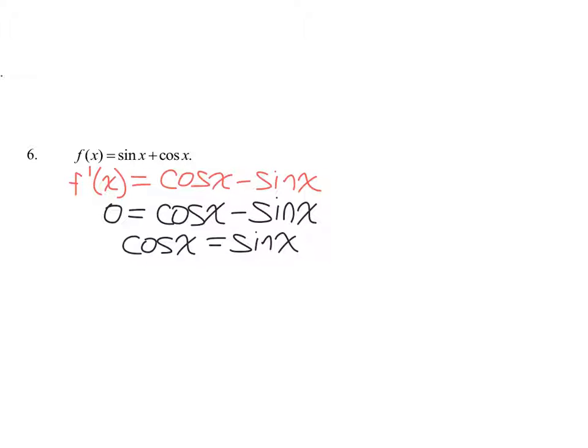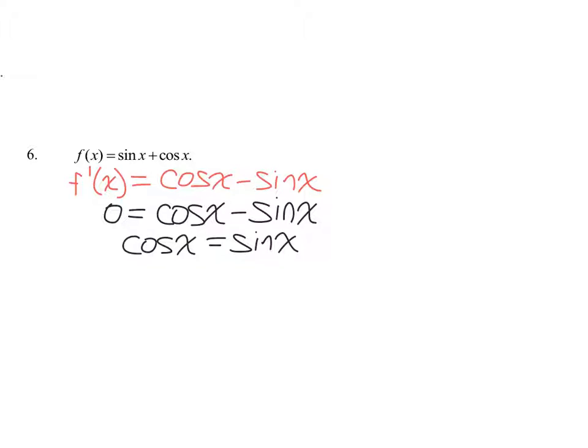Just add the sine x to both sides and just consider what it is you're looking at. Because whenever I see sines and cosines, I'm trained. They tried training me. They failed. I trained myself. And I trained myself that anytime I see a trig function, I think unit circle. So I look at this and I say, where on the unit circle is the cosine value equal to the sine value?